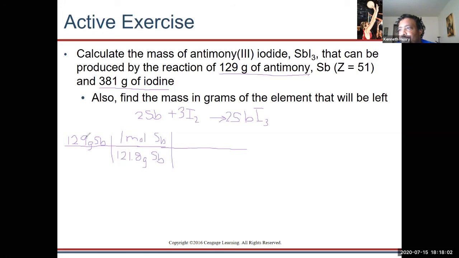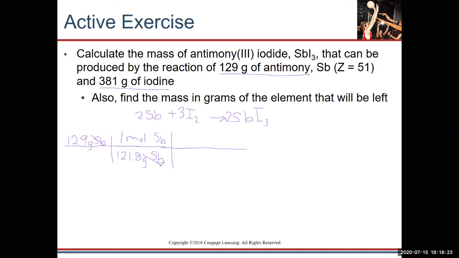Okay, so then that gives me moles of SB. So I always tell people what you can do. You can't really compare apples to oranges, right? You have to figure out how many apples you have, right? So we want to sit there and figure out how many apples we have. So what do I mean by that?